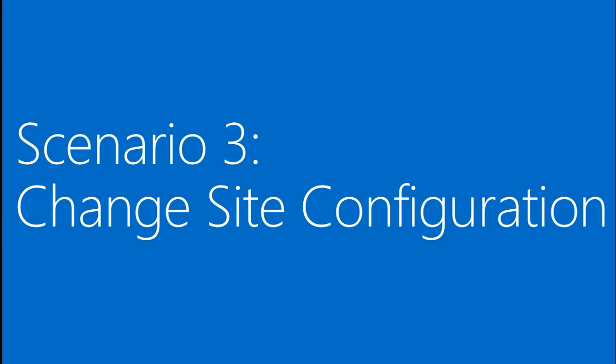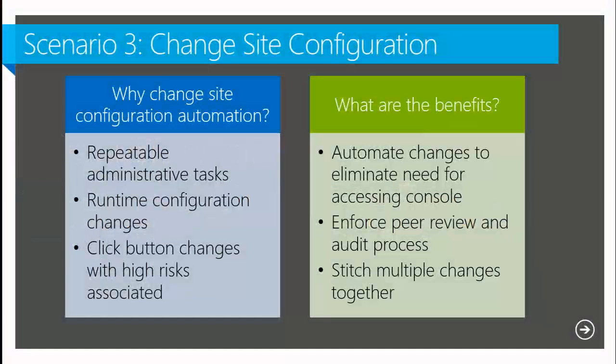Let's look at scenario 3 for changing a site configuration. So why changing a site configuration? You may ask, it's a pretty simple change. I can just open the console, click a checkbox, and I'm done. Why do I need to do this? It's simple enough, but it's still too powerful sometimes to leave to a simple checkbox. There's high risk associated with somebody clicking the wrong checkbox, assigning the wrong site boundary, doing the wrong kind of discovery, or turning on the wrong kind of setting, which causes a lot of issues.